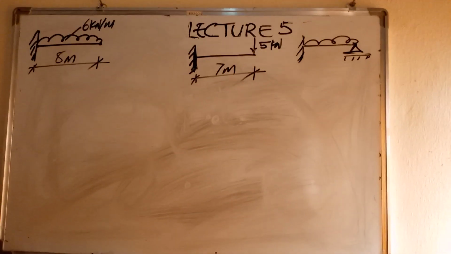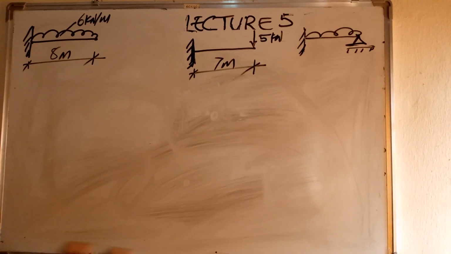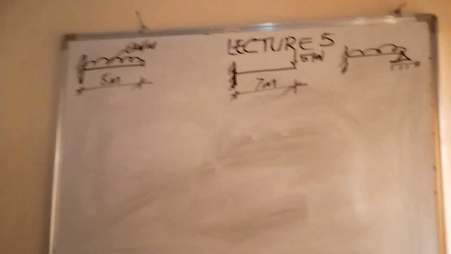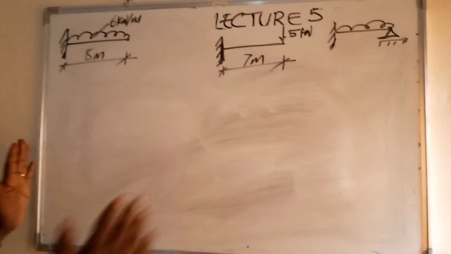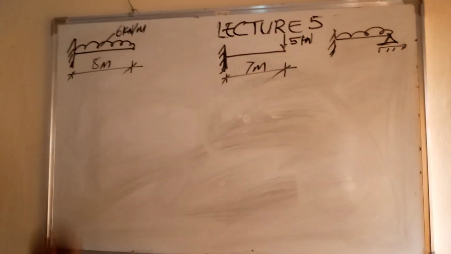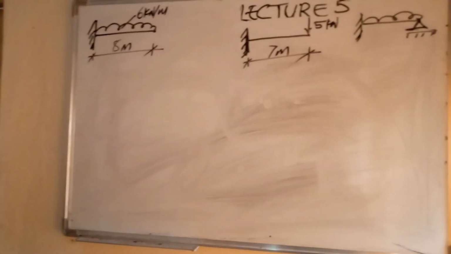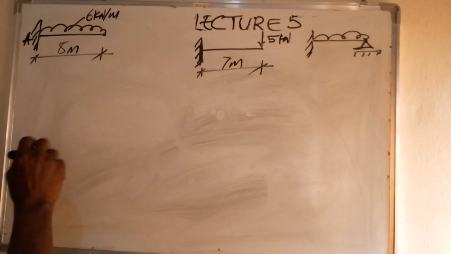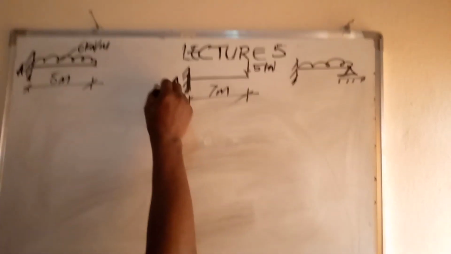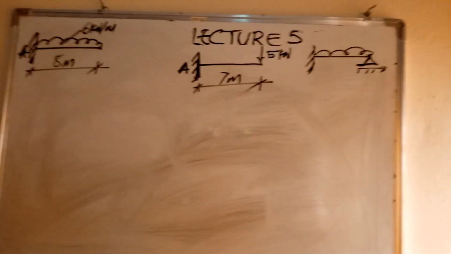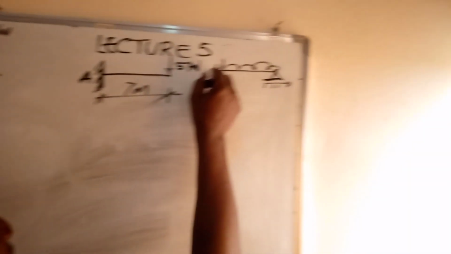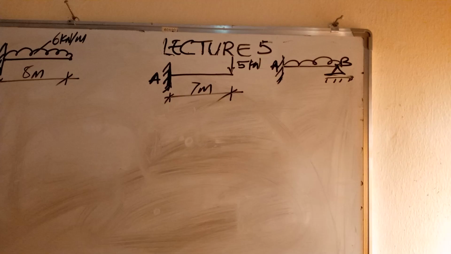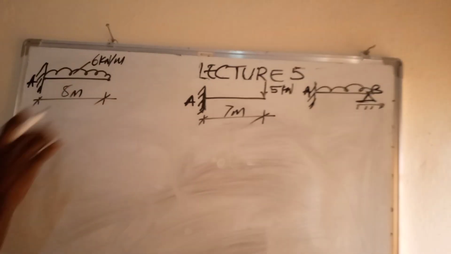And as such, the two supports carry the load. The load is sent to both supports. But in this case, when only one support is carrying the structure, only one support A, the whole load is carried by A. In this cantilever, the whole load is carried by A.